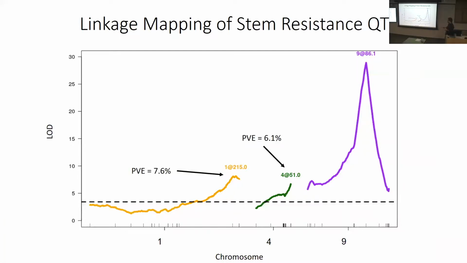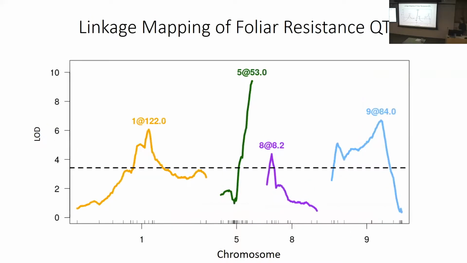The minor effect QTL are somewhere in the range of 6 to 7, 6 to 8%. But the real killer is this guy up here. This chromosome 9 QTL explains about a third of the variation for the stem trait. That's a major effect locus. For the foliar form of the disease, we've got hits on 1, 5, 8, and 9. They're all between 5 and 12%. They're on the lower end, but that's consistent with the literature and consistent with what we see in terms of the distribution for this phenotype.